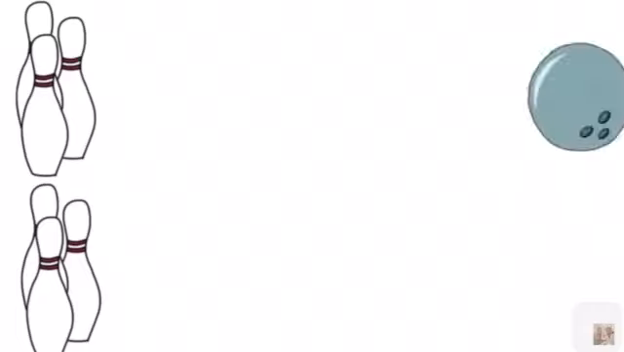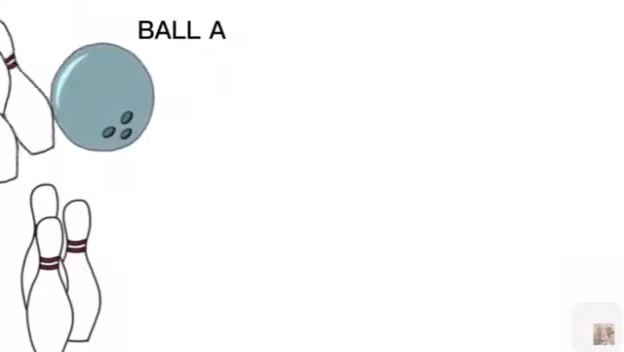The video shows two balls, ball A and ball B. Their masses are different: ball A is 1 kg and ball B is 2 kg. The velocity of ball A is 9.5 meters per second and the velocity of ball B is 5 meters per second. The collision of ball A with the pin causes the pin to fall, while the collision of ball B with the pin does not cause the pin to fall.